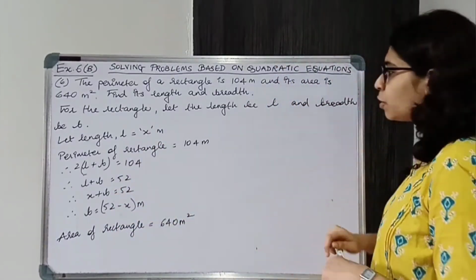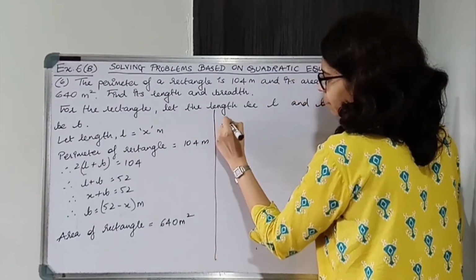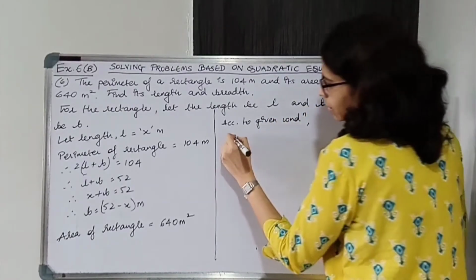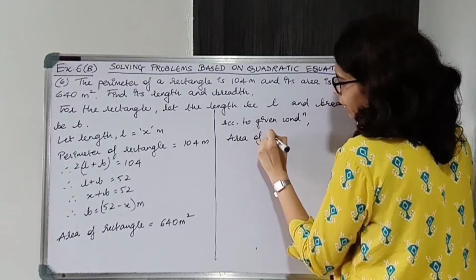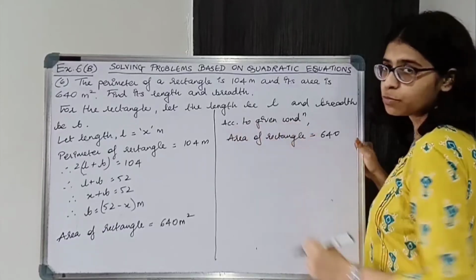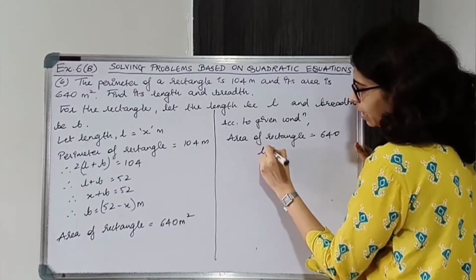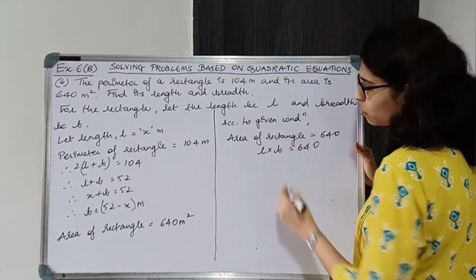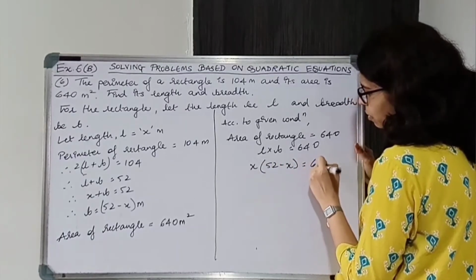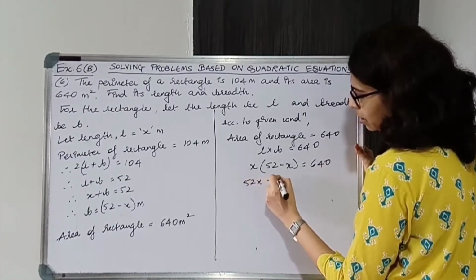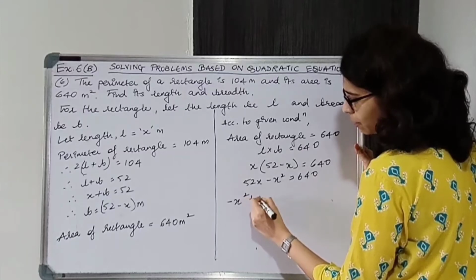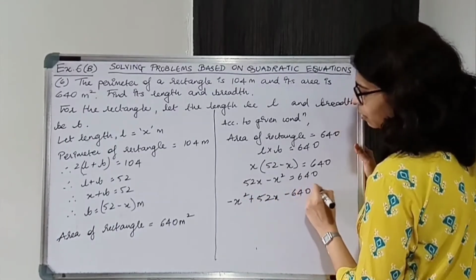So write down according to given condition. Area of rectangle is 640. Don't use short forms. Okay, now this is L into B is equal to 640. So L is x, B is 52 minus x is equal to 640. So 52x minus x square is equal to 640. So minus x square plus 52x minus 640 is equal to 0.